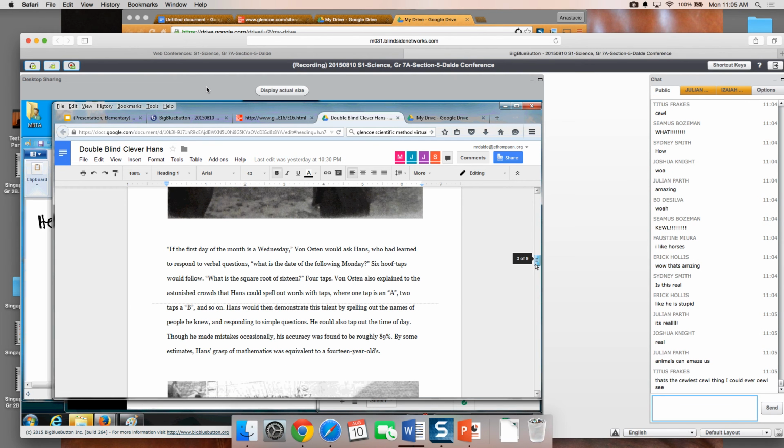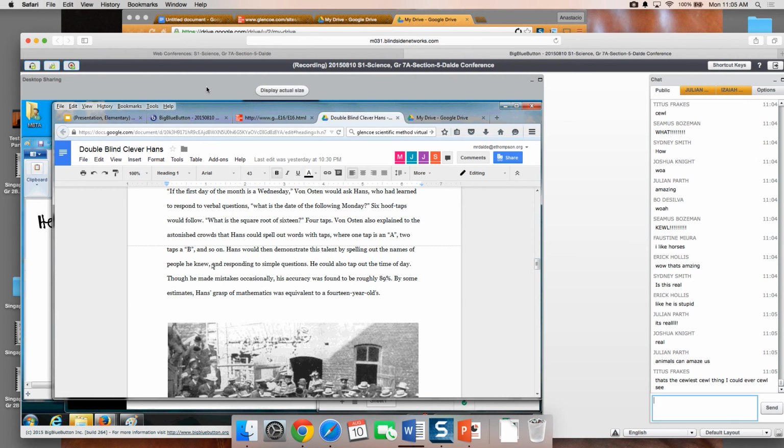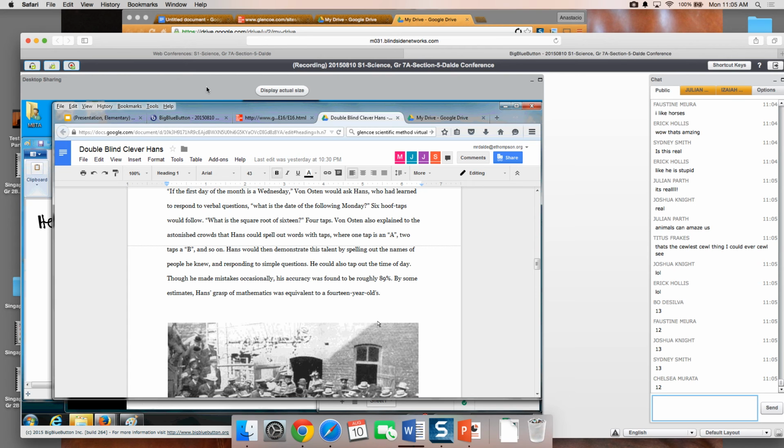Anyway, he only made mistakes occasionally. His accuracy was about 90%. Basically, this horse did the mathematics equivalent of a 14-year-old. How old are you folks now? Are you 14? No. Oh, then apparently this horse could do math better than you.